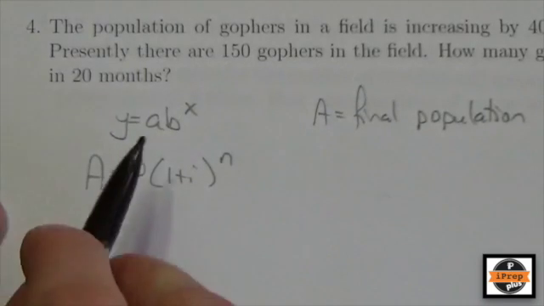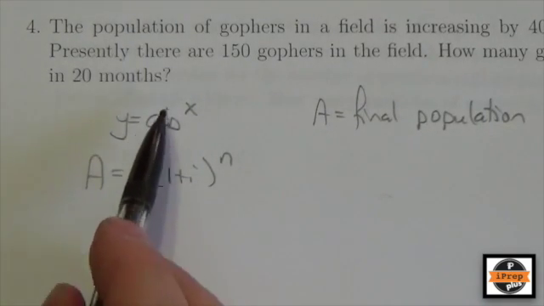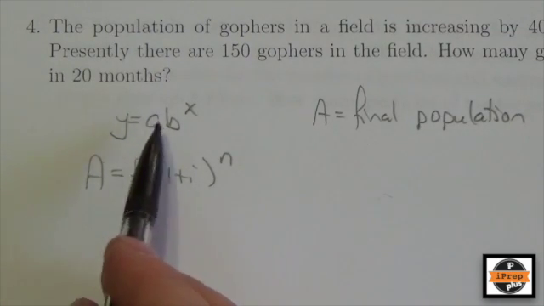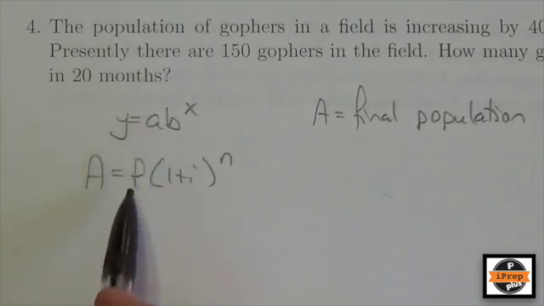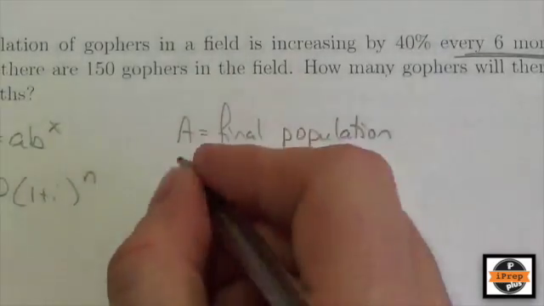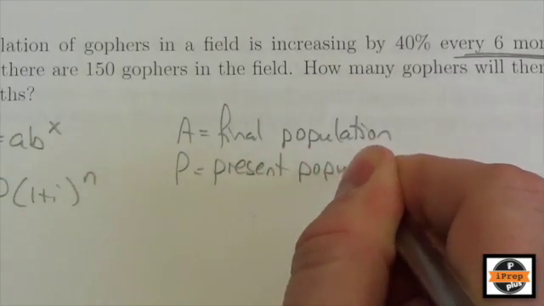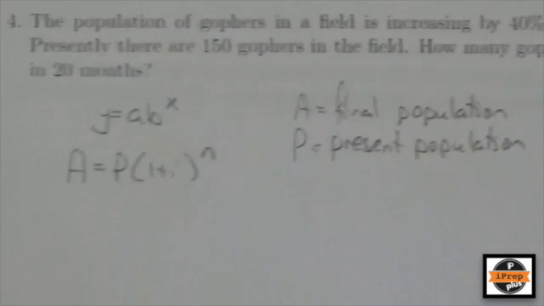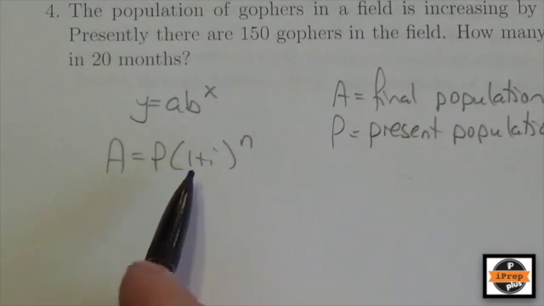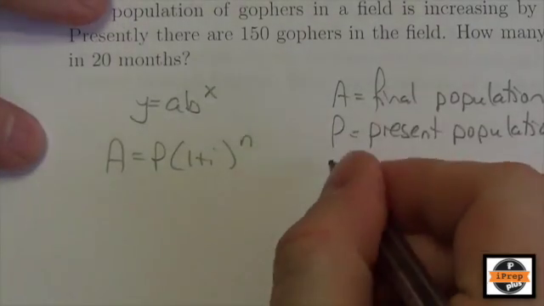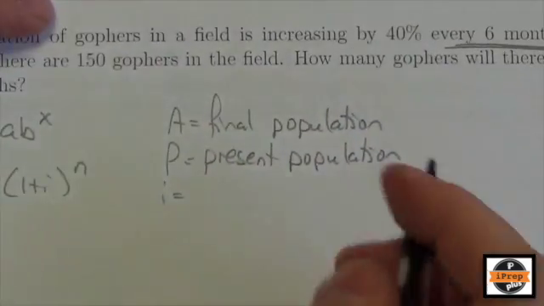Now P, think about the place that the P takes here. In this function right here, A would be the y-intercept, or the value of the function when x is equal to 0. Well, P is taking that same position, and as such, this is going to be our present population. Now we've got 1 plus I. I represents, in the compound interest equation, the interest rate per compounding period. So this is going to be the growth rate.